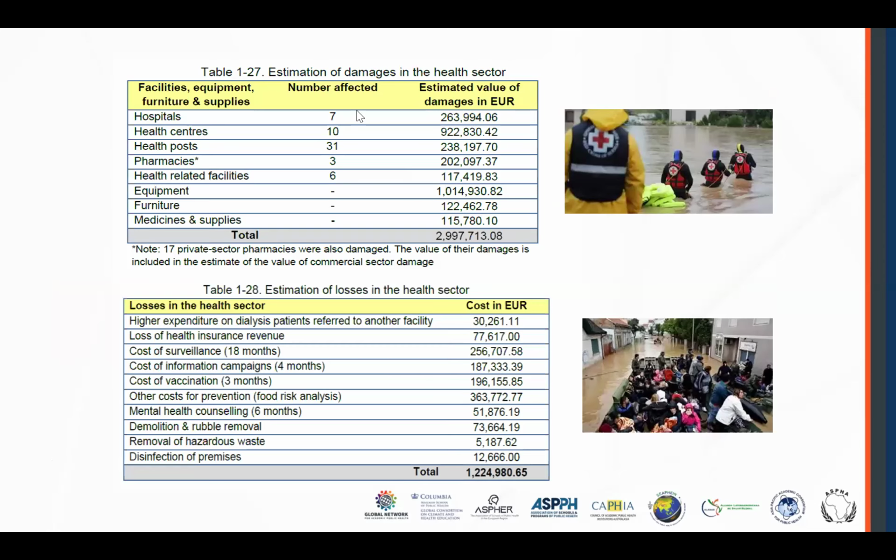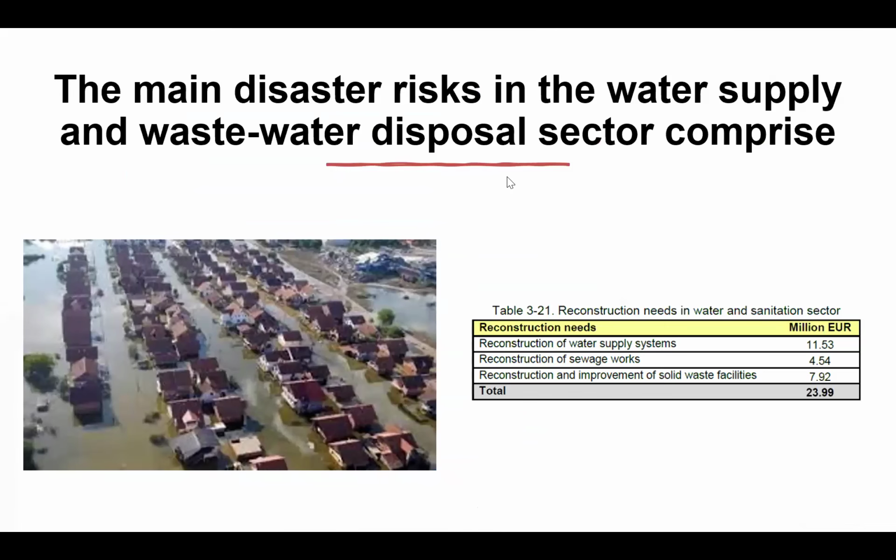And when we talk about healthcare organizations, we have 7 hospitals, 10 health centers, more than 30 health posts, and some pharmacies, health-related facilities, a lot of equipment and furniture, which is damaged, with a lot of money, and cost or estimation of losses in the health sector.